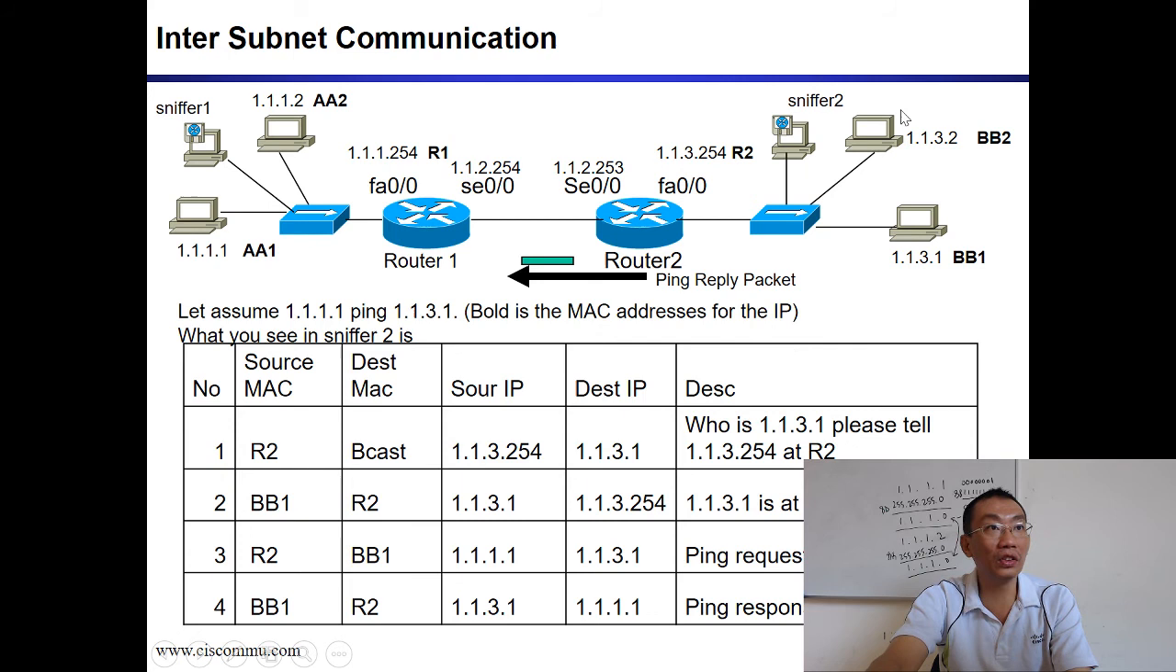So this is what you're going to see in sniffer 2. You can see R2 will broadcast to get the 1.1.3.1 MAC address. Okay, once they get the MAC address, then the ping packet will go through. Alright, the ping packet will go through here, and then you generate a ping response. So you can see here the MAC address is R2. Alright, the MAC address here is R2.